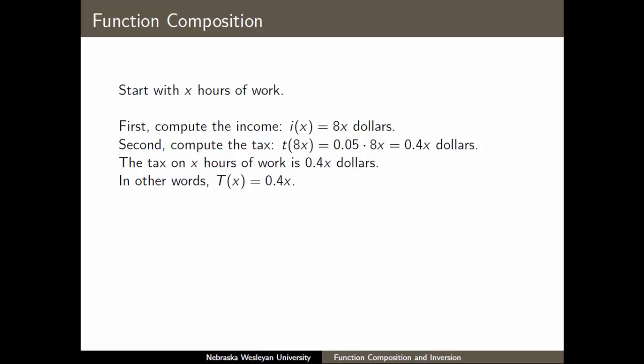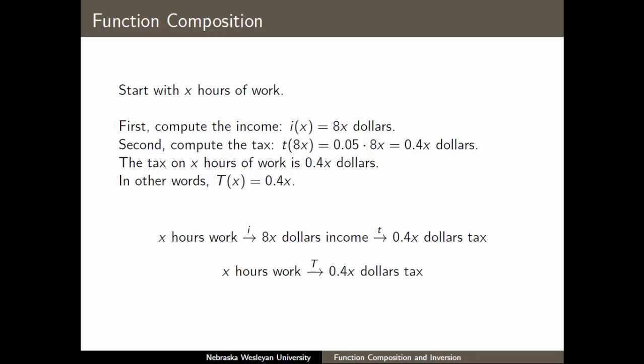But this is exactly what our capital T function is supposed to do. It's supposed to take an arbitrary number of hours of work and tell me directly how much tax I'll pay for that many hours of work. If we think of the picture again, the income function turned X hours of work into 8X dollars of income, and the little t tax function took the 8X dollars of income and turned it into 0.4X dollars of tax. Our capital T tax function begins with X hours of work and sends it directly to 0.4X dollars of tax.